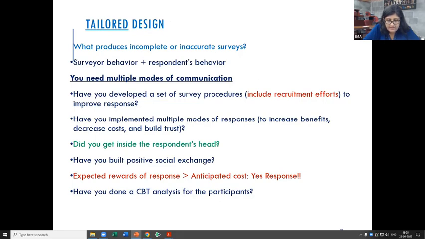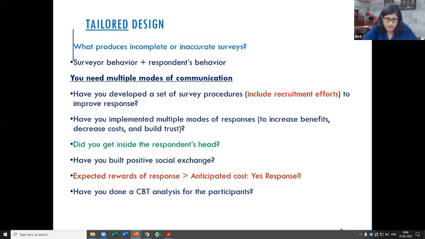What causes survey errors is a combination of the survey maker's behavior and the respondent's behavior. You need multiple modes of communication and multiple modes of data collection. We'll talk about specific examples, but you have to have a plan for recruitment effort. You can't just create a survey and give it out to everyone. You have to have a plan for a recruitment effort.